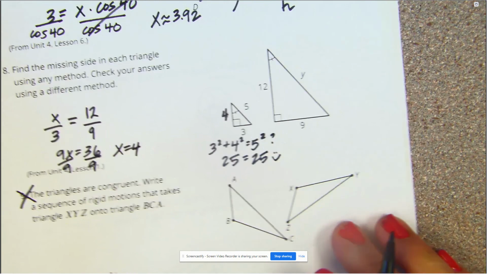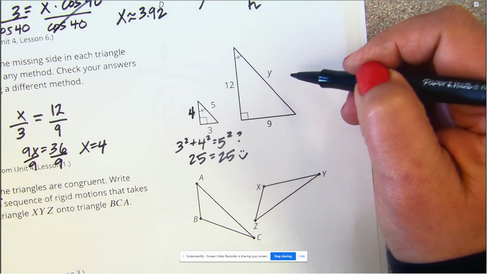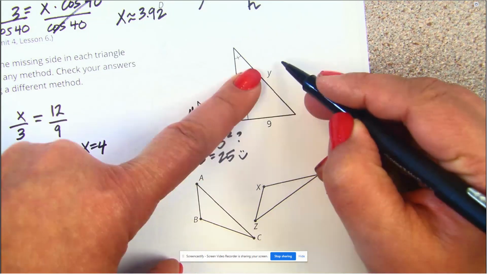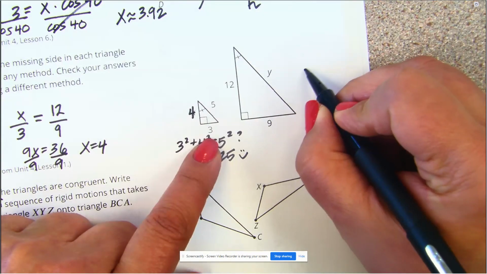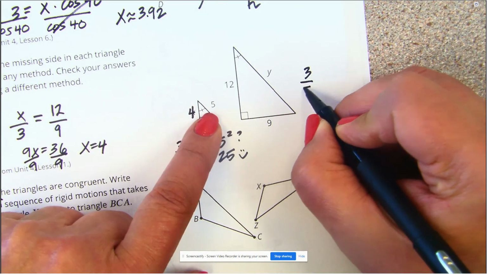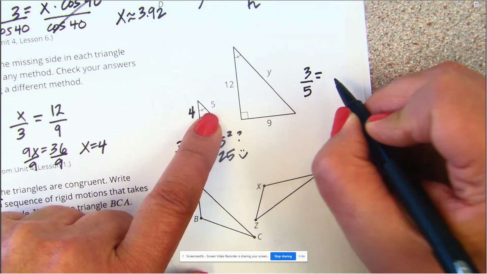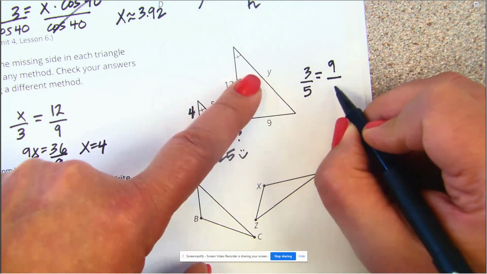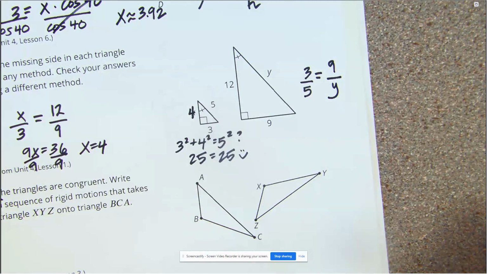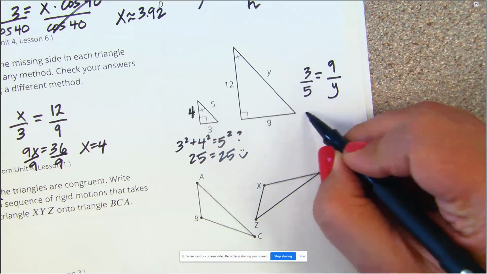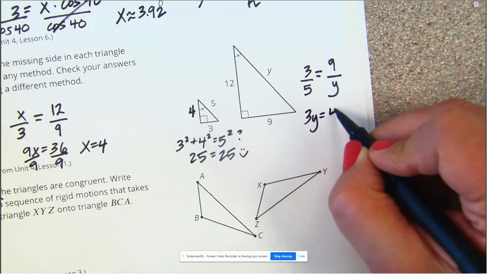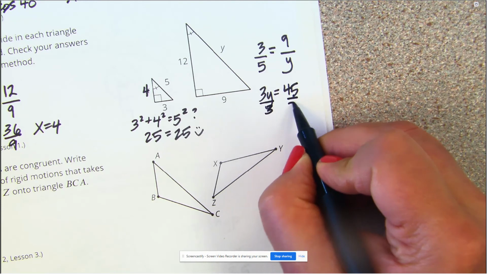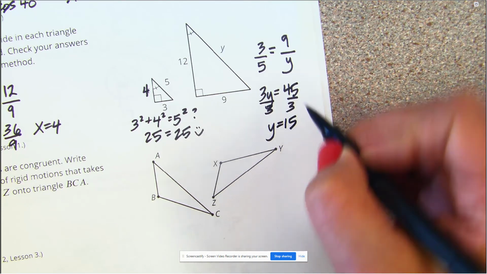Okay, now let's try this one. I'm going to set up a proportion again. This time I'll do the bottom and the hypotenuse and the bottom and the hypotenuse. So I'm going to say the bottom of the small one over its hypotenuse will be the same as the bottom of the big one over its hypotenuse. So now cross multiply. 3y equals 45. Divide both sides by 3. The missing side is 15.